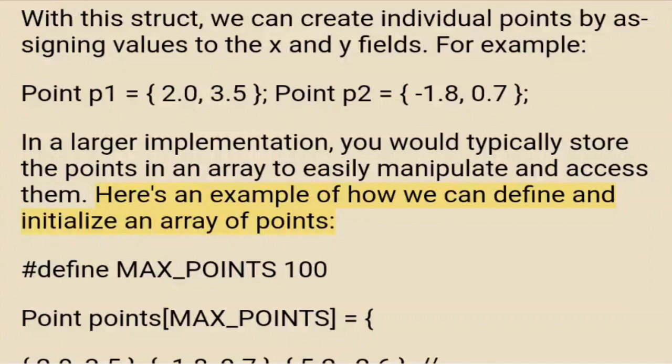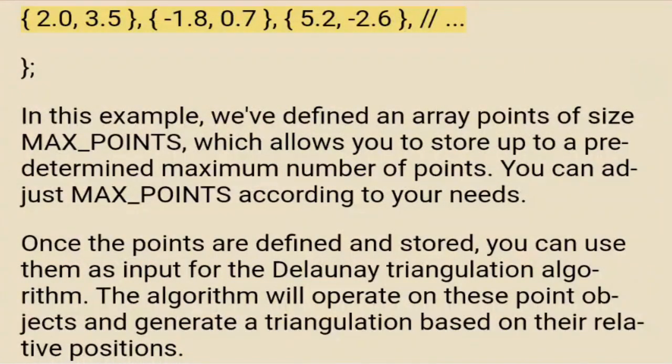Here's an example of how we can define and initialize an array of points. #define MAX_POINTS 100. Point points[MAX_POINTS] = {{2.0, 3.5}, {-1.8, 0.7}, {5.2, -2.6}}. In this example, we've defined an array points of size MAX_POINTS, which allows you to store up to a predetermined maximum number of points. You can adjust MAX_POINTS according to your needs.